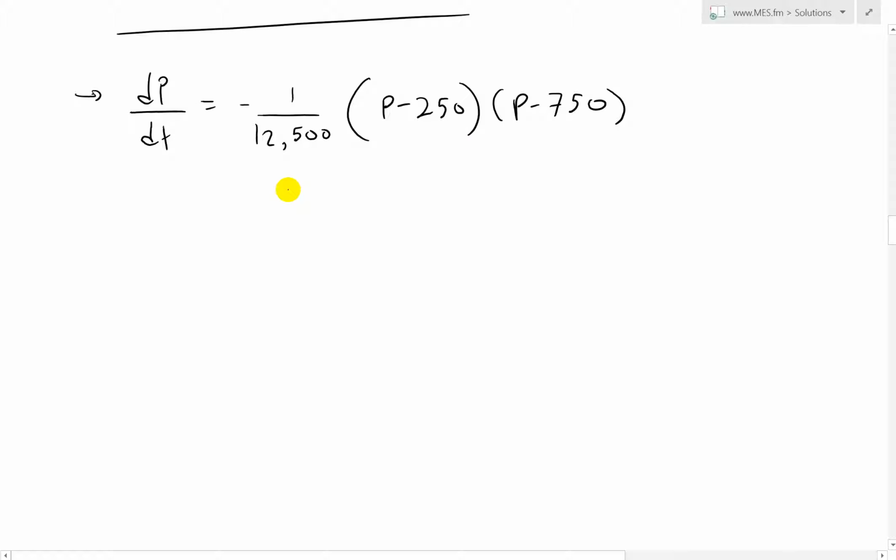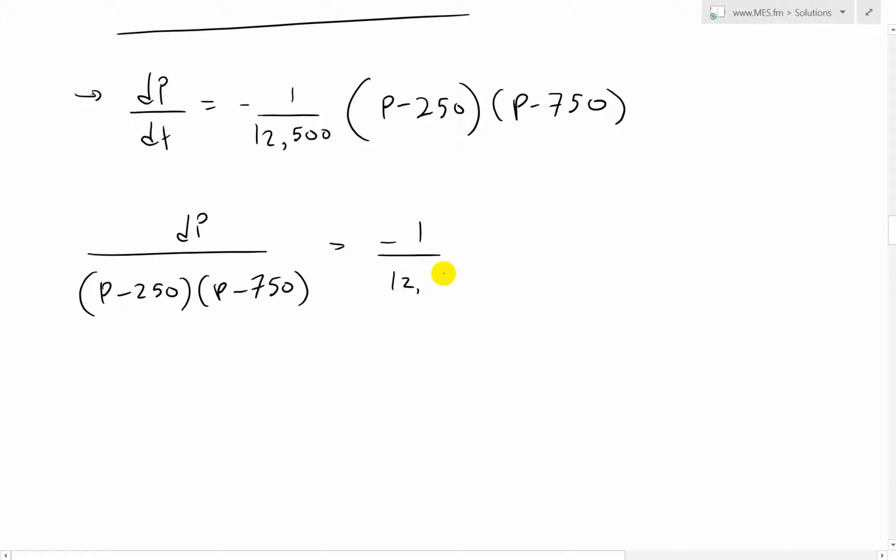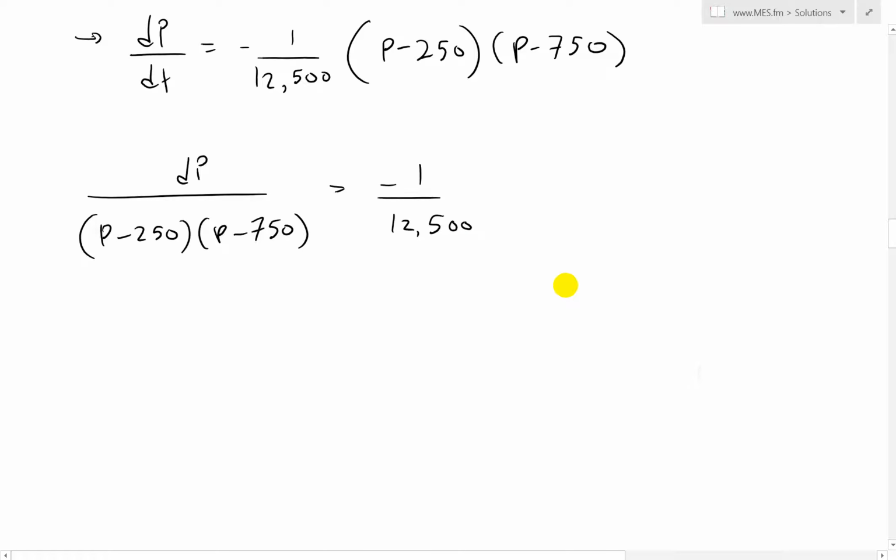So we'll divide this out and move the t's on one side and all the p's on the left side. So we get dp over p minus 250, p minus 750. And then this equals 2, move the dt on this side. So 1 over 12,500 dt. Let's write dt like this. So we get this formula like this, the t's on one side, the p's on the other, and then we could take the integral of both sides.